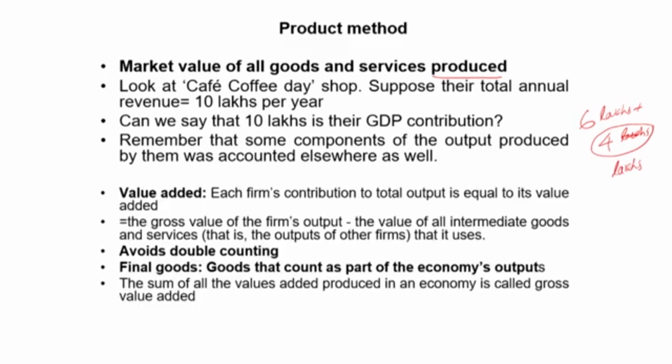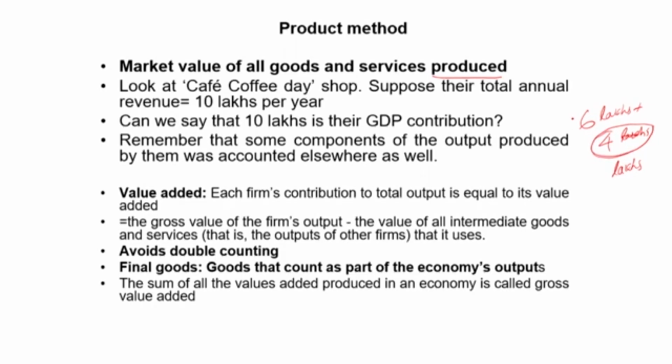So in this case, the value added by each firm in its production, each firm's contribution to total output, is equal to its value added. In this example, the 10 lakh is the revenue of this shop, 6 lakh is the inputs, and the 4 lakh is the effort of the labor employed by this firm plus the profit generated by this firm. That 4 lakhs is their value addition. So that is the GDP.